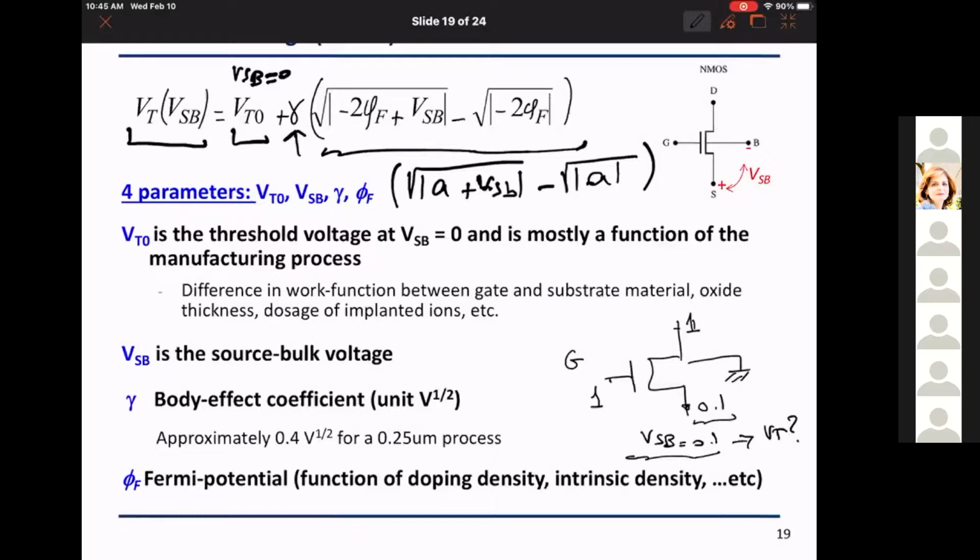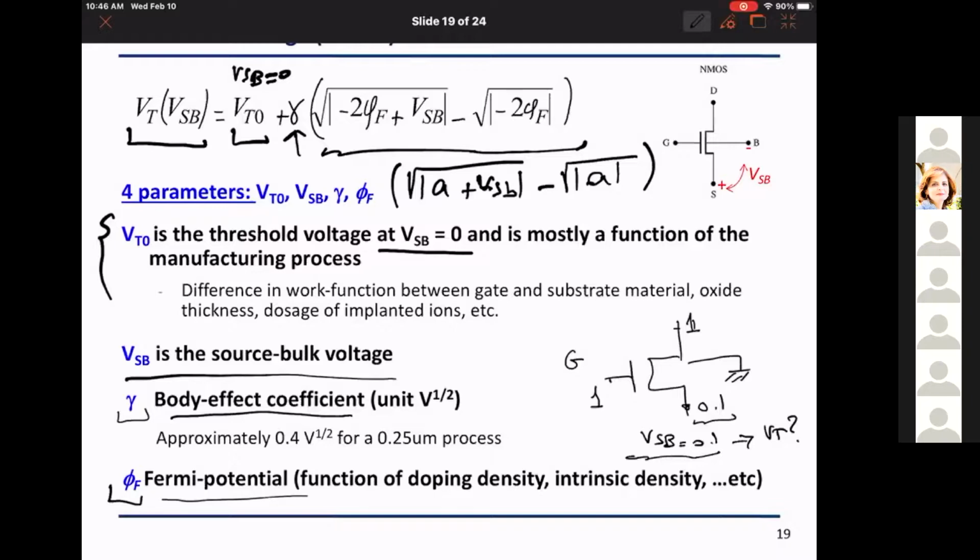And the idea is that we know the definitions. VT0 is the threshold voltage when VSB is equal to 0. It's a property of the material. VSB is the operating source-bulk voltage. Gamma is another empirical parameter that is fitted. It is the body effect coefficient. And phi F is some potential that is a function of the material of the device.